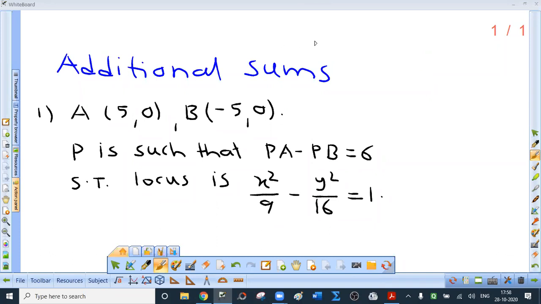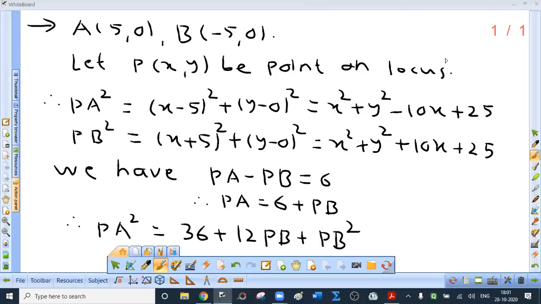Try. Okay, A is (5, 0), B is (-5, 0). Let P(x, y) be the point on the locus. By distance formula, find out PA square, PB square. We are given PA minus PB equal to 6. See, this step is the most important one, because if you square as it is, that will not help. Rearrange the terms. So what is PA?